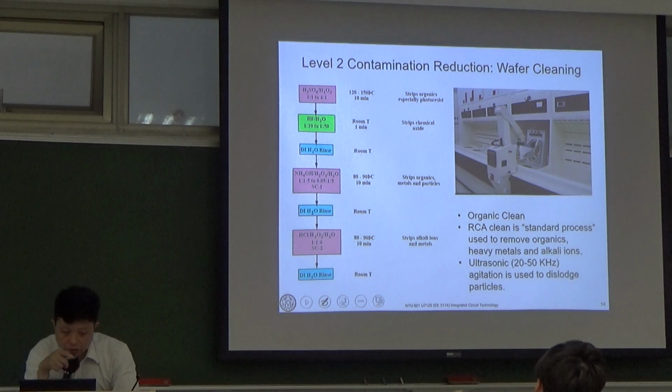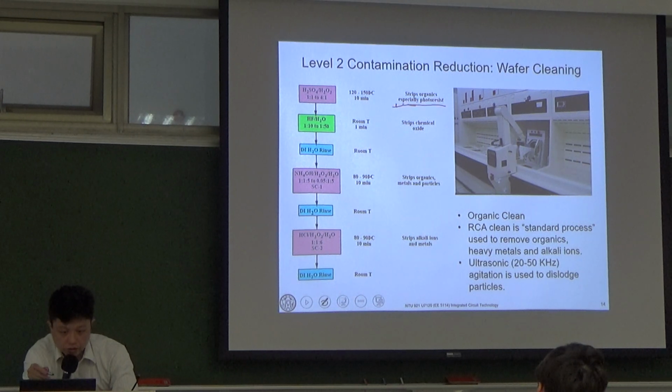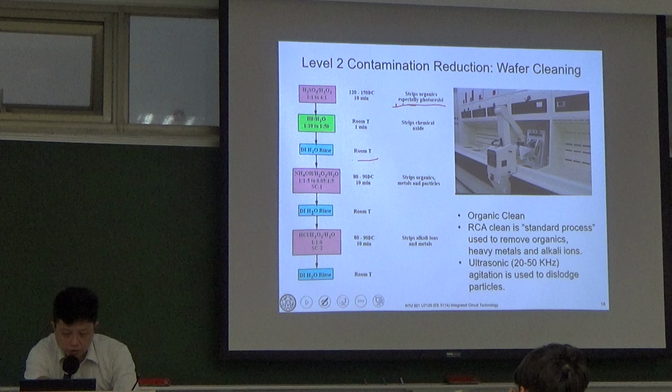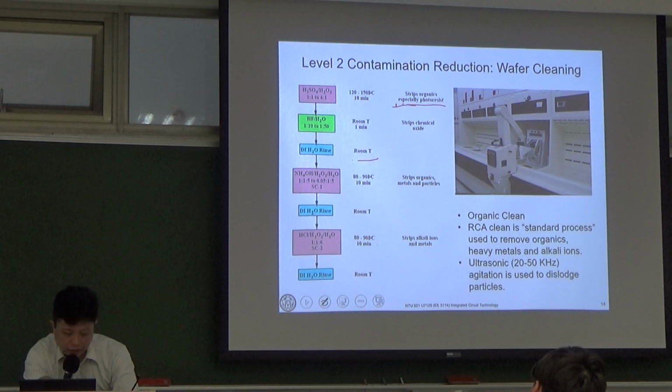Okay, so here are just the block diagrams. First you use sulfuric acid. This can be used to remove your photoresist, and you can strip some oxide, and rinse in the DI water. And then you go into this RCA process. We use ammonia first to remove organics, metal, and some particles, and rinse in the DI water, and then use HCl to remove oxide. Okay.